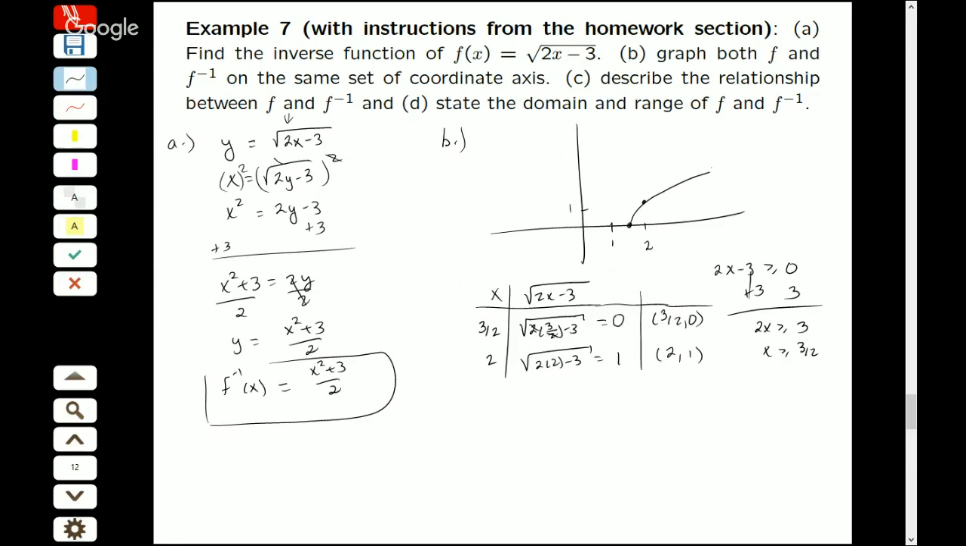Across my line y equals x, which should be something like that. What is that reflection going to look like? This is our f of x. So for f inverse, that (3/2, 0) becomes (0, 3/2), and that (2, 1) becomes (1, 2). And it looks something like that.